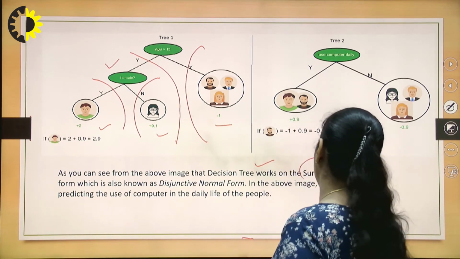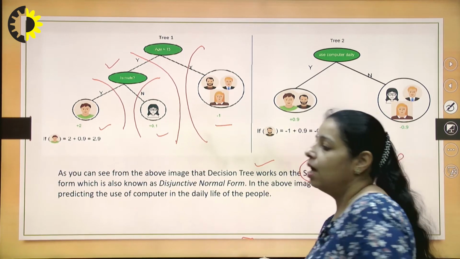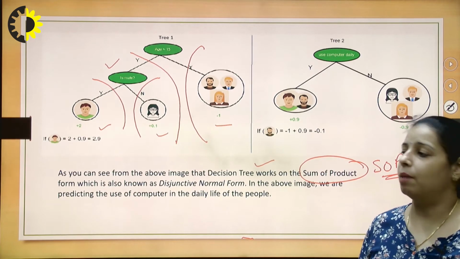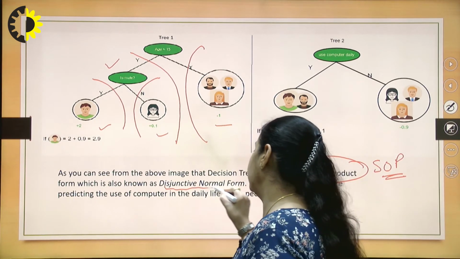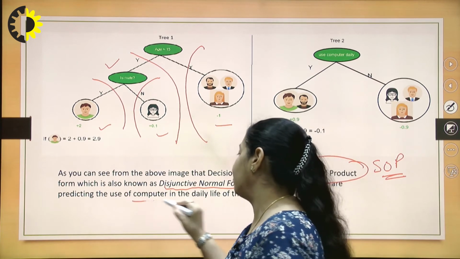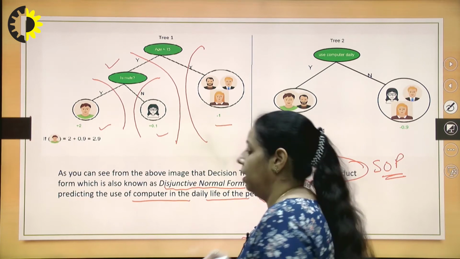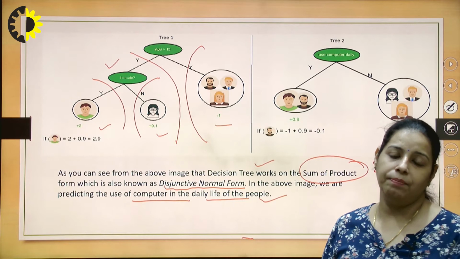Now, what we can see here in the above image, that decision tree works on the sum of product basis, that is SOP. First of all, we have to calculate the product and then we combine them and form a sum of that, which is also known as a disjunctive normal form. So in the above image, we are predicting the use of computer in the daily life of the people.